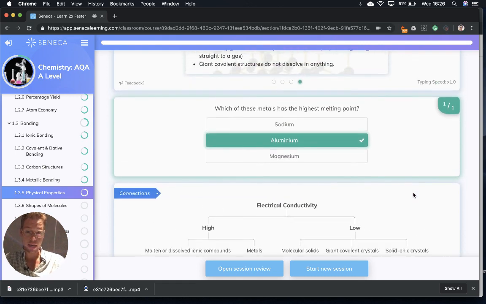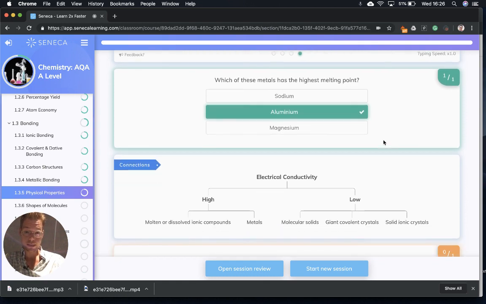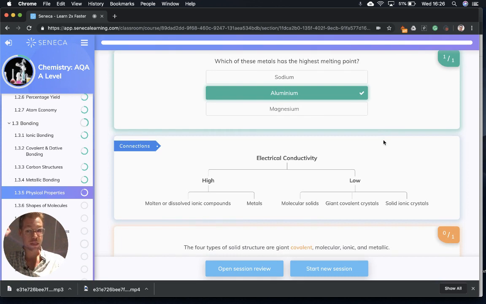Sodium, aluminium, or magnesium? Now, I'm going to be nice and tell you the charge of each of those. Sodium is Na+, aluminium is Al3+, and magnesium is Mg2+. So it's going to be aluminium because Al3+ is going to lose 3 electrons into the sea, and boom, it's going to be really strongly bonded to the positive ion cores.